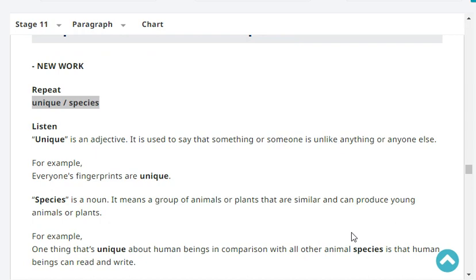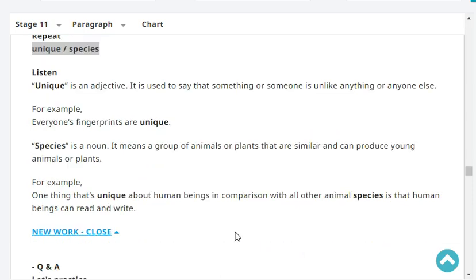Okay, listen. The word unique is an adjective. It is used to say that something or someone is unlike anything or anyone else. For example, everyone's fingerprints are unique. Species is a noun. It means a group of animals or plants that are similar and can produce young animals or young plants. For example, one thing that's unique about human beings in comparison with all other animal species is that humans can read and write.